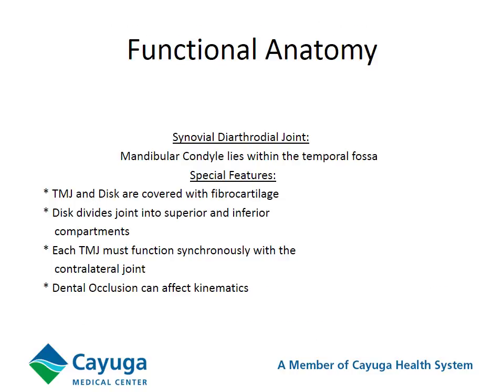The functional anatomy of the TMJ. The TMJ is a synovial diarthrodial joint. The mandibular condyle lies within the temporal fossa. Some special features of the TMJ are that the TMJ and disc are covered with fibrocartilage. The disc will divide the joint into a superior and inferior compartment. Each TMJ on the right and left must work together. Dental occlusion or problems may affect the kinematics of the TMJ.